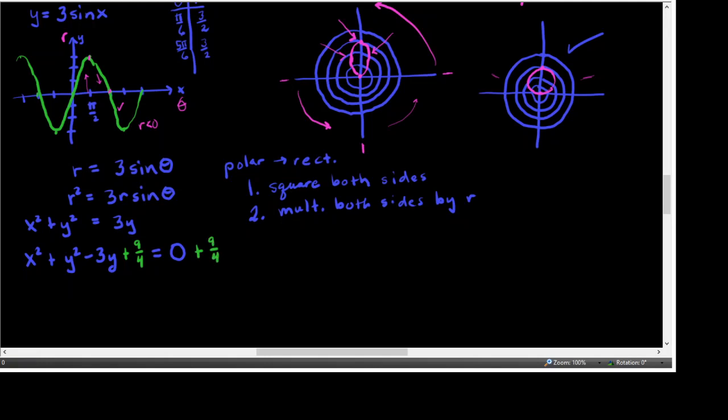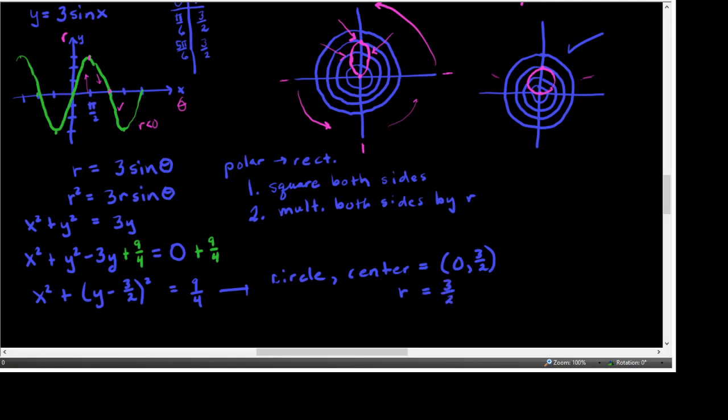And the completing of the square allows me to factor the y trinomial, and that becomes y minus 3/2 squared equals 9/4. And that is a circle. Its center is at (0, 3/2), and its radius is 3/2.